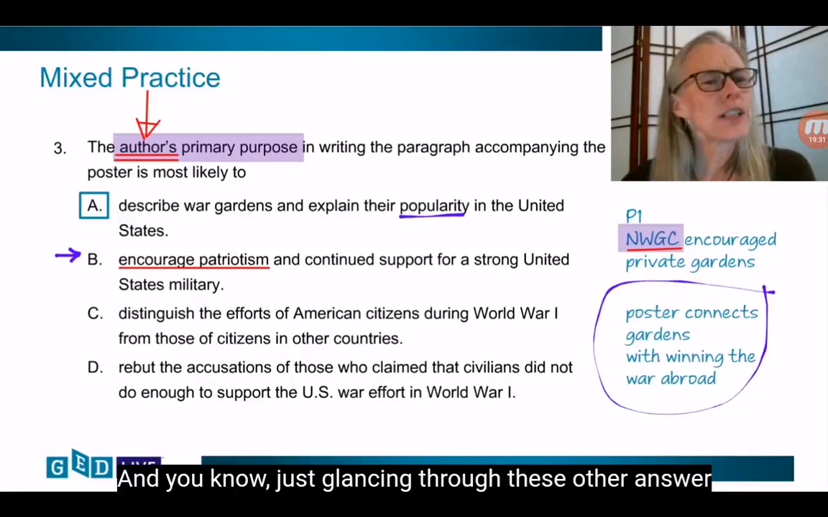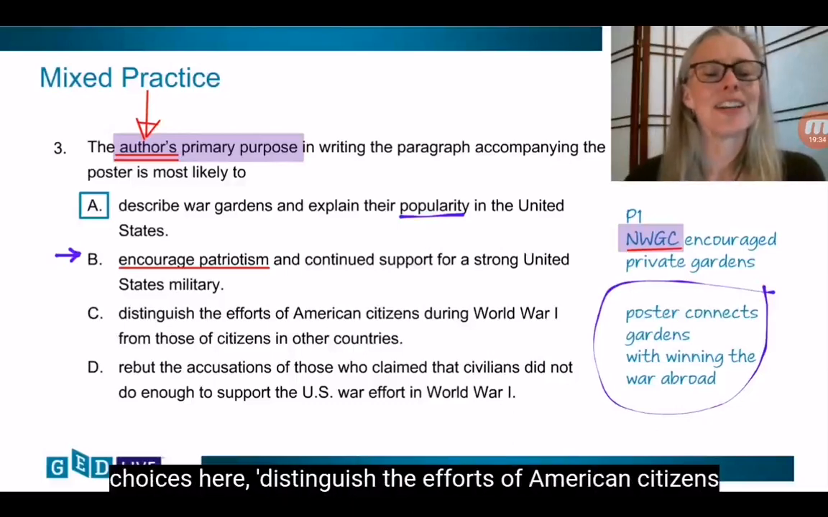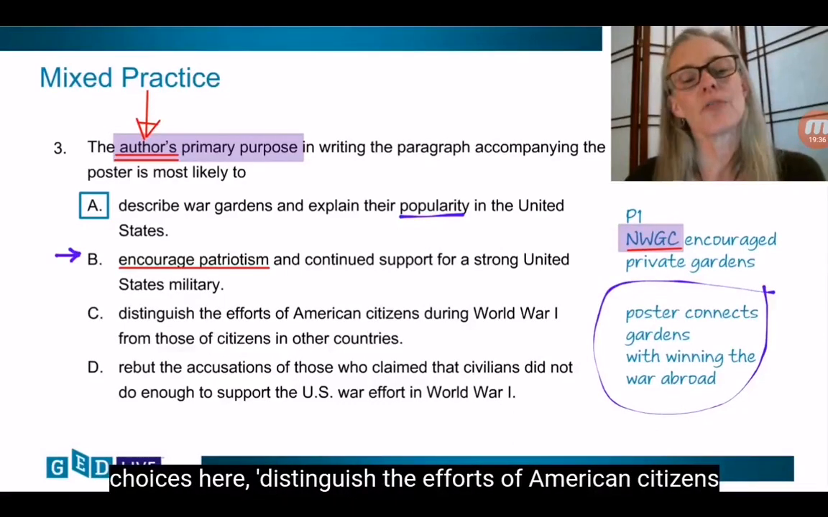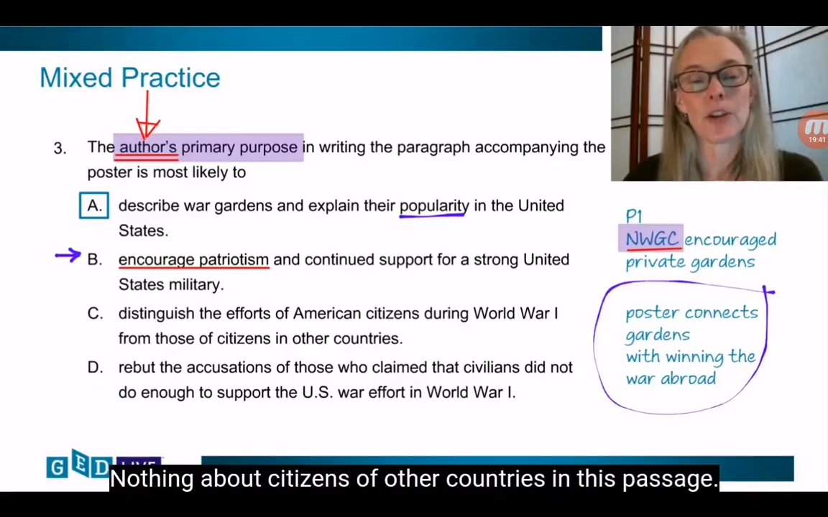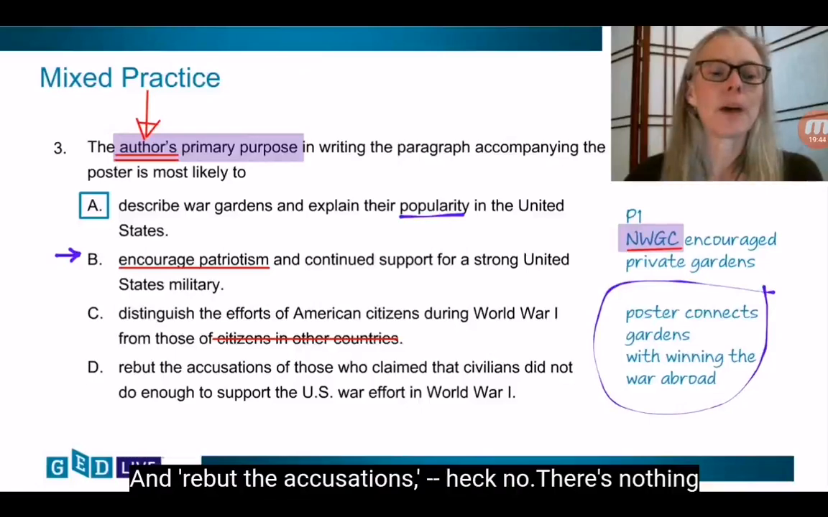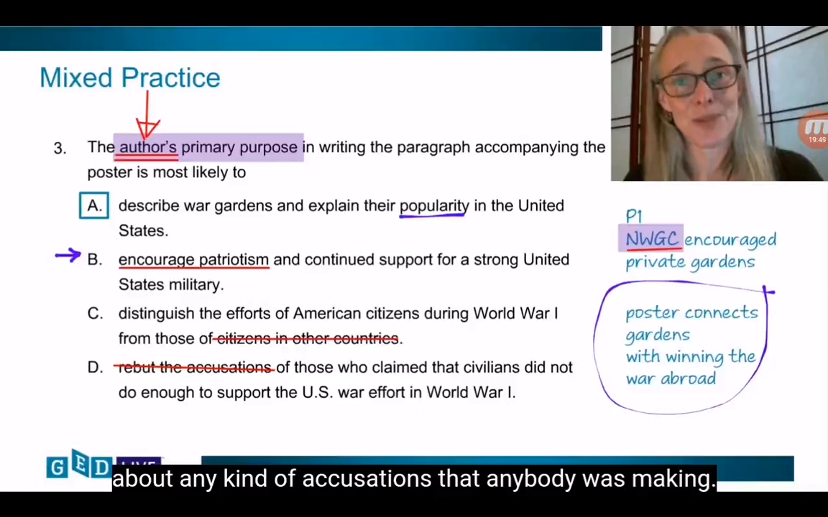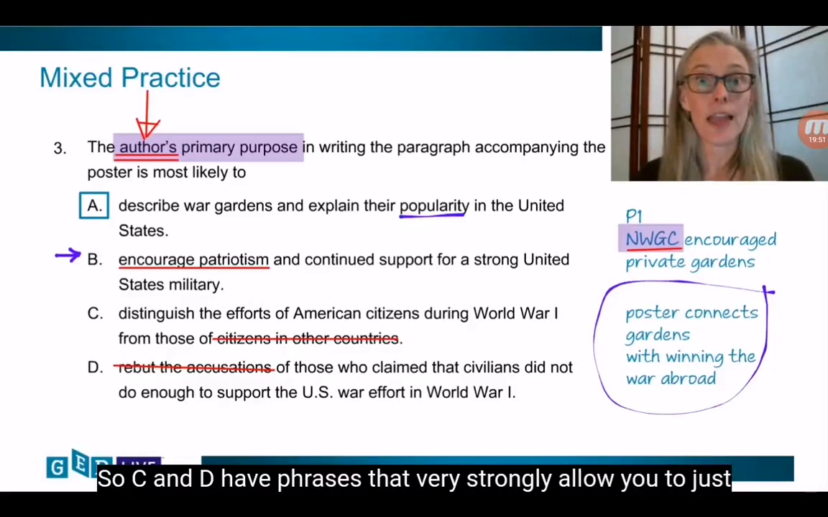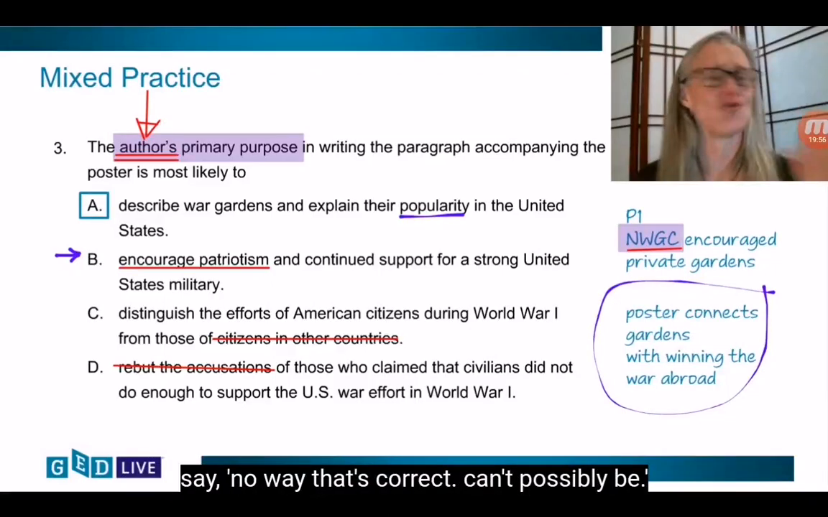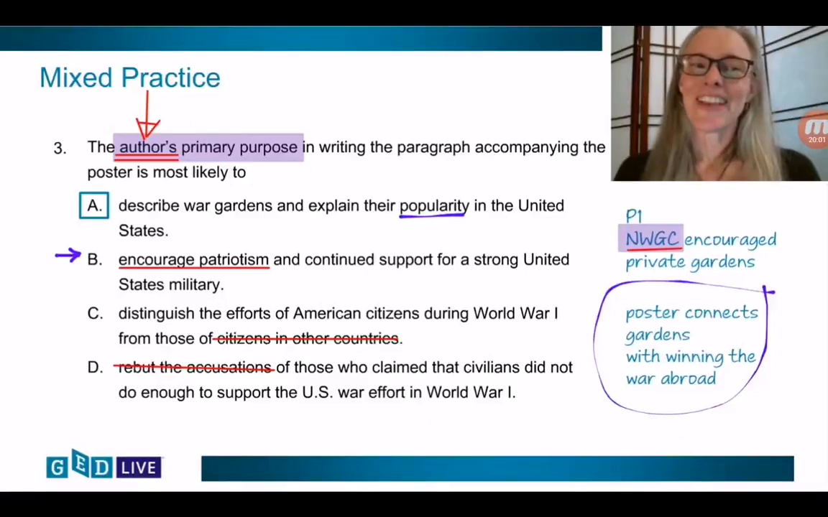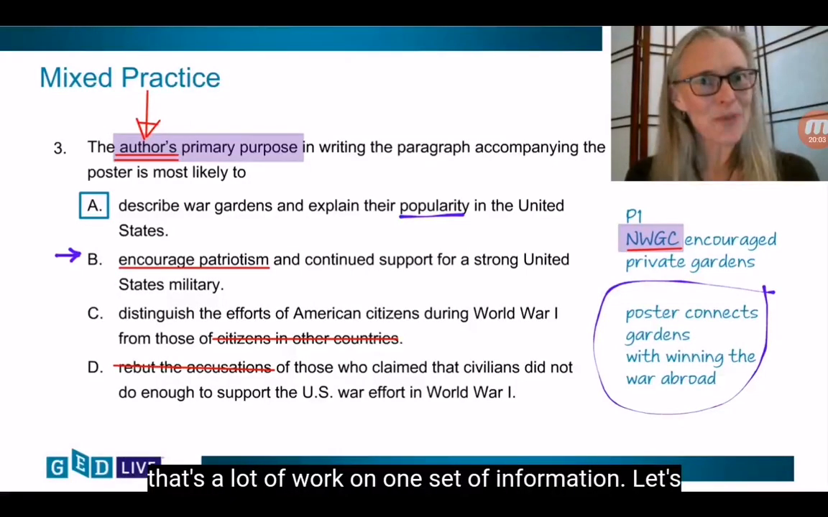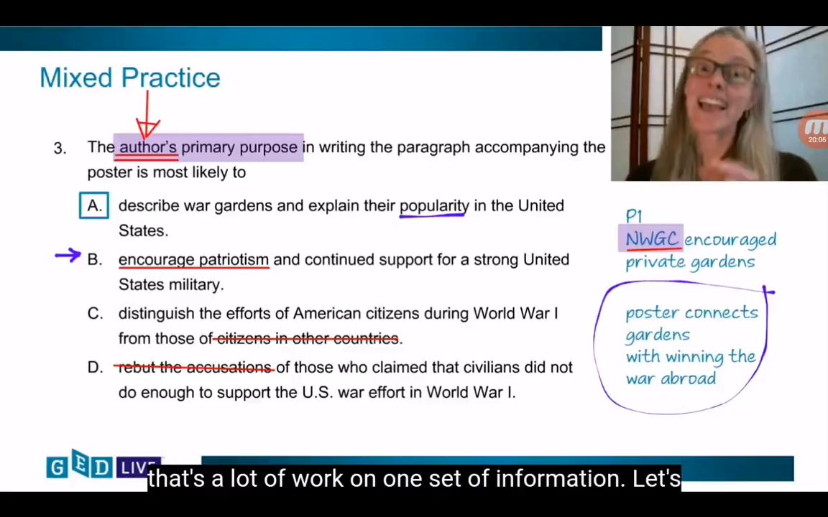And, just glancing through these other answer choices here, distinguish the efforts of American citizens from those of citizens in other countries. Nothing about citizens of other countries in this passage. And rebut the accusations? Heck no. There was nothing about any kind of accusations that anybody was making. So C and D have phrases that very strongly allow you to just say, no way that's correct. Can't possibly be right. So good. So that's a lot of work on one set of information.